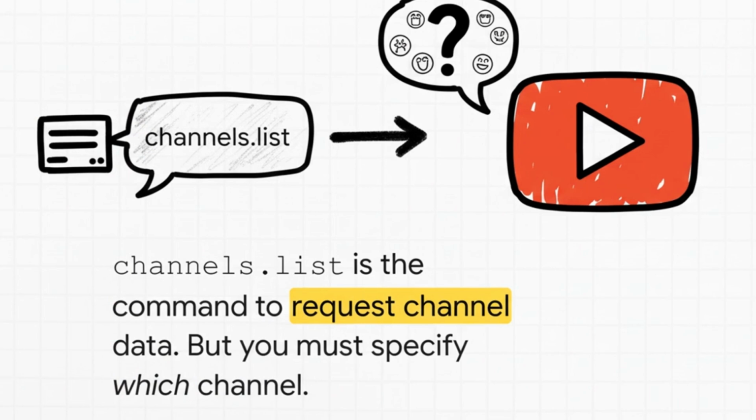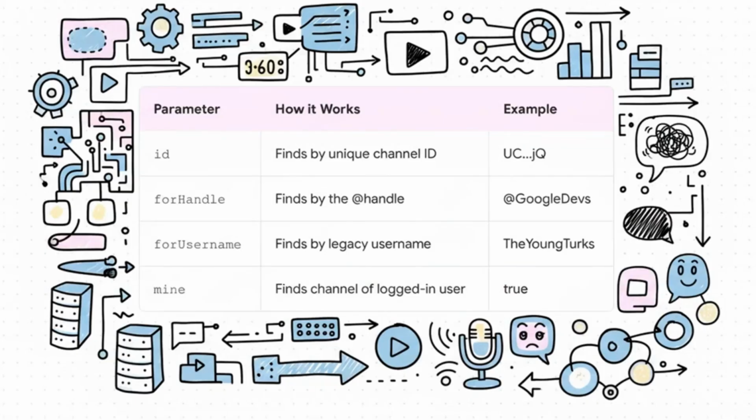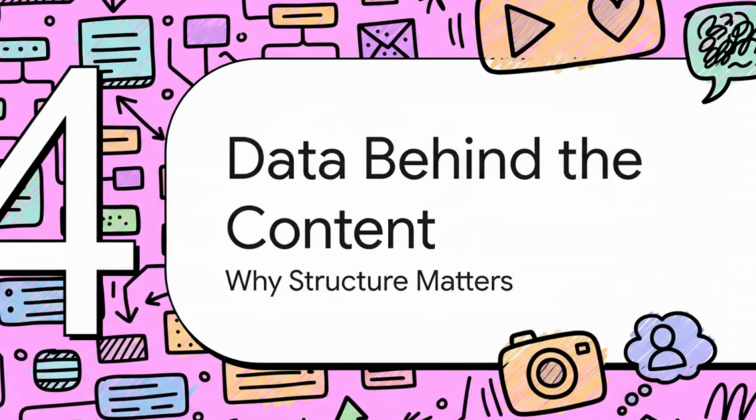But of course, the API is going to shout back, which one? You have to give it some kind of unique ID to get the data for the specific channel you're interested in. And as you can see, there are actually a bunch of ways to point to your target. You can use that unique ID we got from our video earlier, or you can use the newer @handle. You can even use a legacy username, like in the example the Young Turks. And if you're a developer building an app, you can just use the parameter mine to automatically get data for the user who's logged in. Pretty neat.